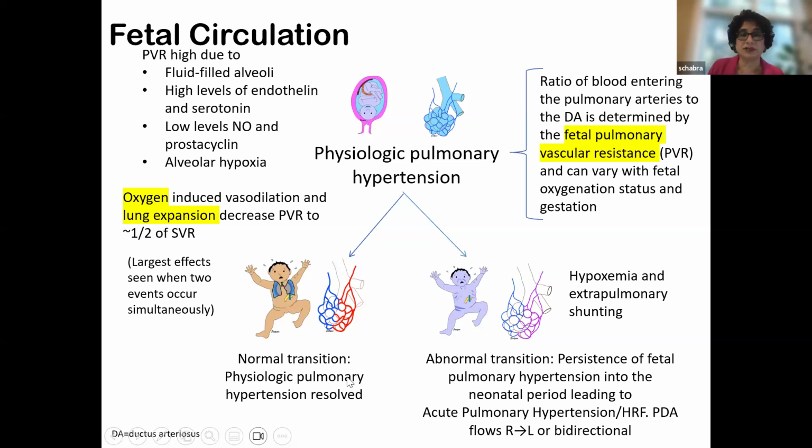And then the normal transition will be where the physiologic pulmonary hypertension is resolved because of a decrease in the pulmonary vascular resistance. However, if there is hypoxemia and extrapulmonary shunting, then there is abnormal transition on the right side, where you can see the infant is looking blue because of persistence of pulmonary hypertension and hypoxemic respiratory failure. In this instance, the PDA is often right to left or bidirectional.